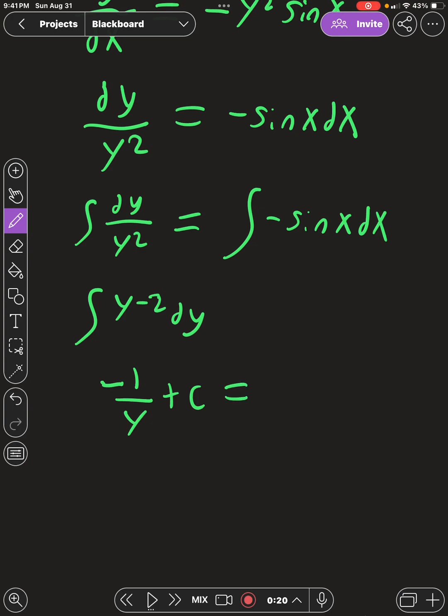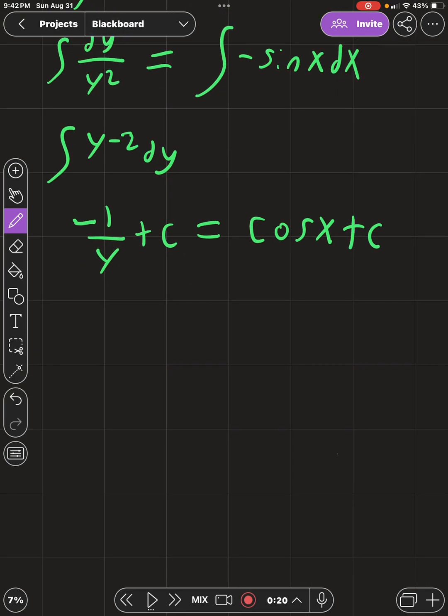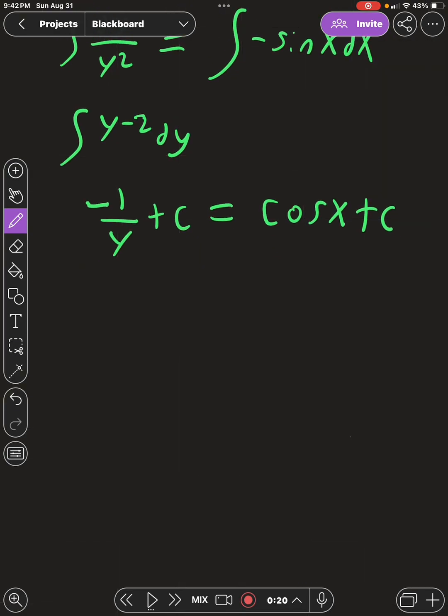It's going to equal the integral of negative sine of x dx. And what is that? Well, the integral of sine x is negative cosine x, so the integral of negative sine x is just good old cosine x. So we get cosine of x plus C. All right, we're getting there. We're almost done. We can combine the constants. These are just constant values, so we don't really need to keep track of them. So negative 1 over y is equal to, putting all the constants on the right side, cos of x plus C.